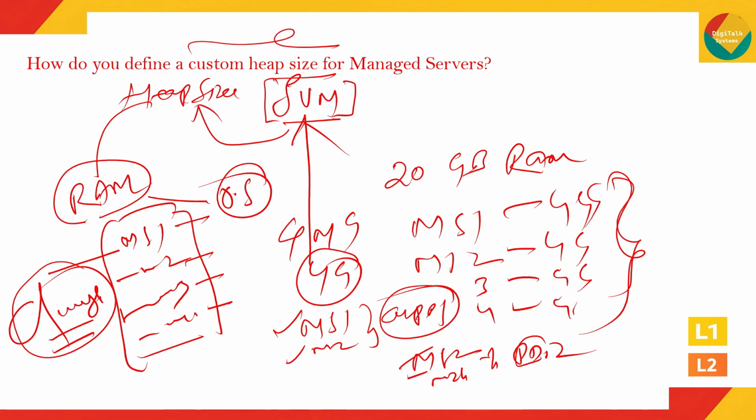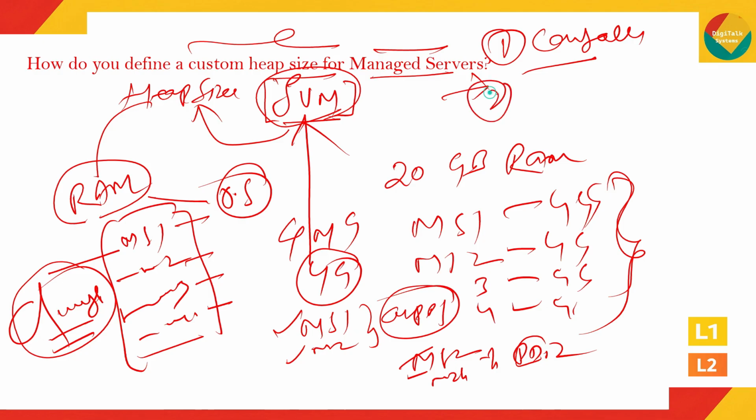So how can we define the custom heap size? The very first thing, you can do it from the console. In the WebLogic console, you have the option where you can define the JVM arguments for each and every managed server. The second option is inside setDomainEnv.sh.